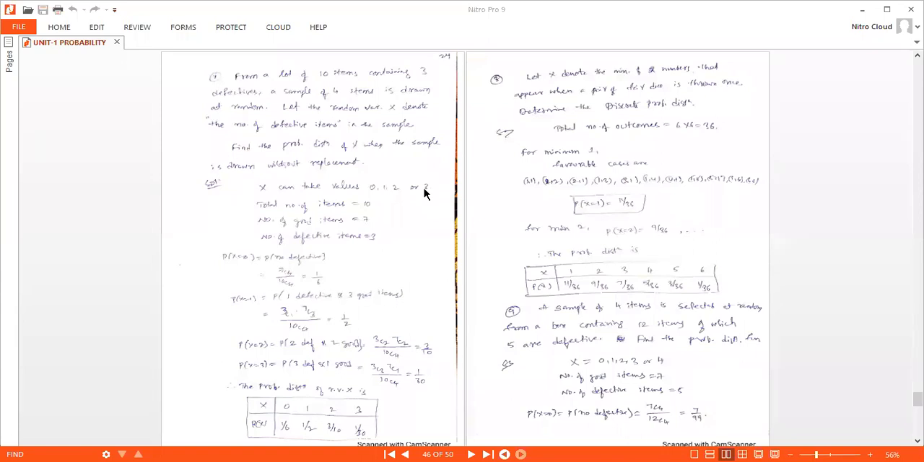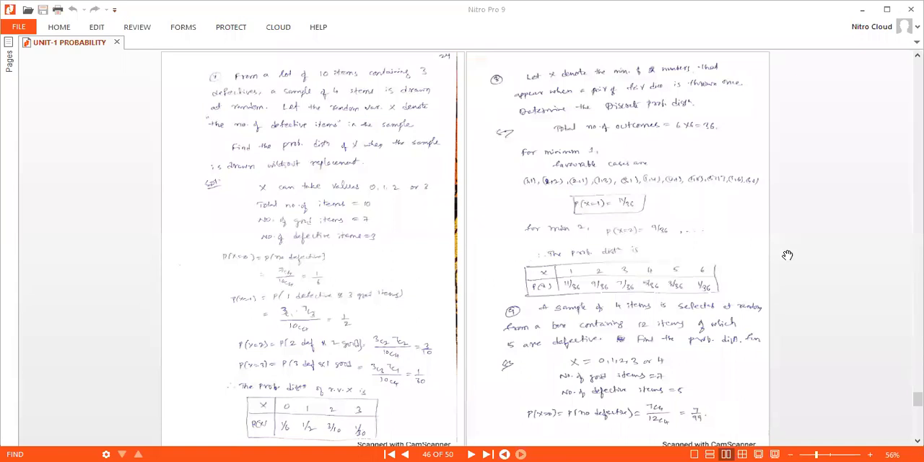So how many items we need to select? We need to select 4 items. So a sample of 4 items we need to draw at random. So probability of no defective items equal to 7C4 by 10C4. So that is combinations. Simplify that one. We'll get 1 by 6.